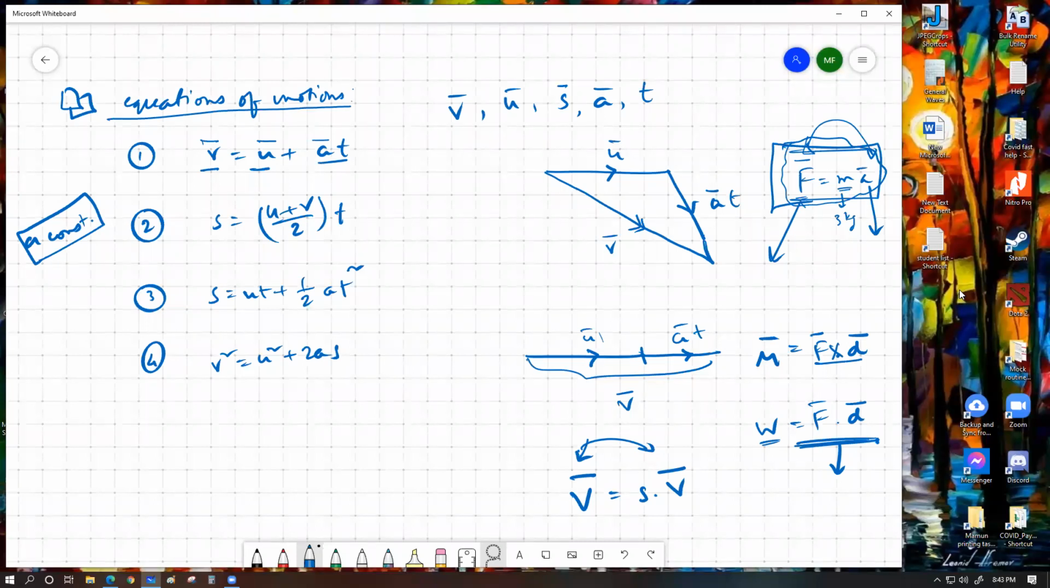Does it help? Sir, are the vector and scalar multiplication signs different, like the dot and the cross? Yes.